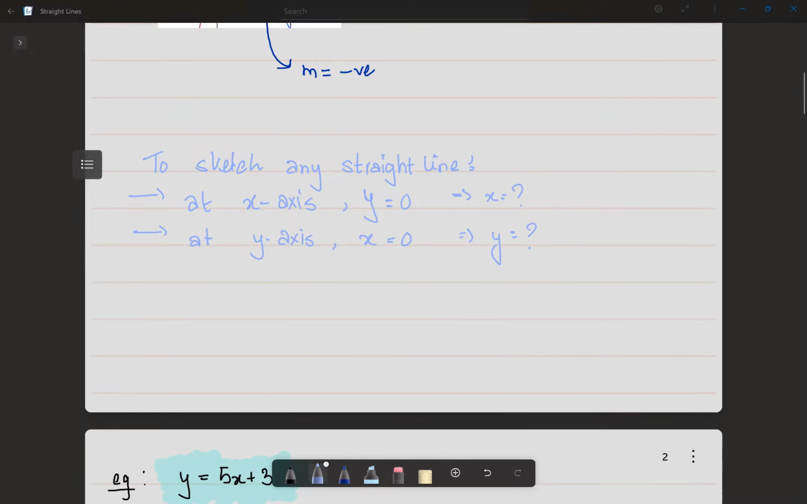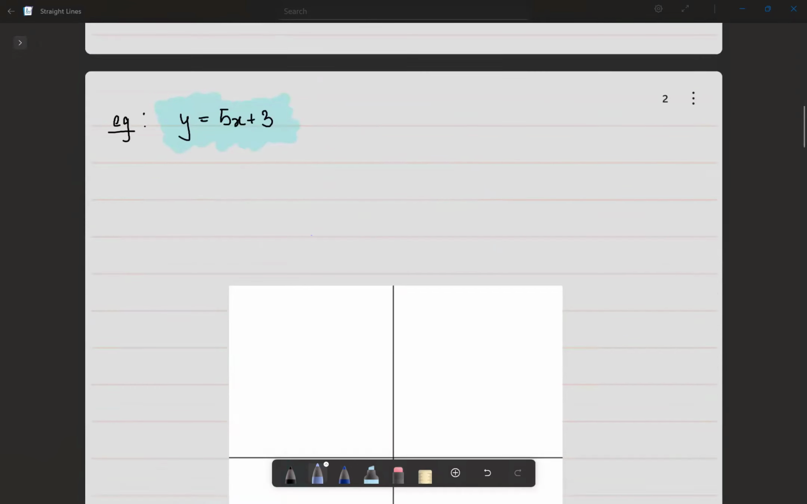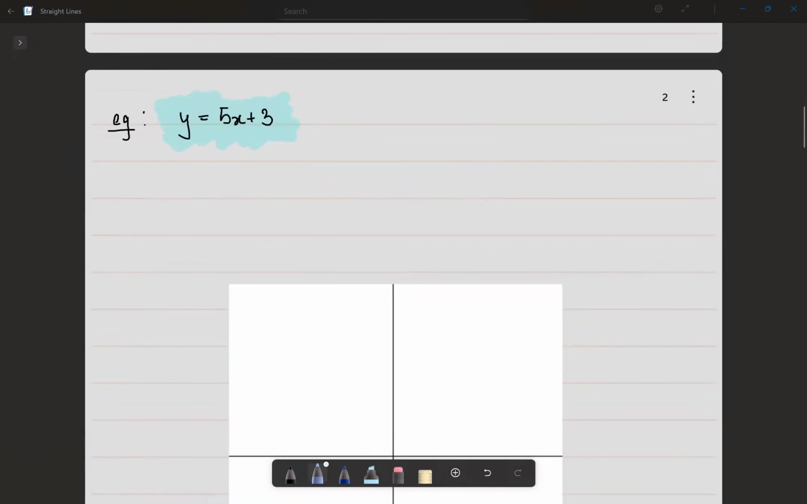When we join these 2 points on the axis, we get the line that is required for us to sketch. So in here, this is an equation where we have y is equals to 5x plus 3 and we are required to sketch this. So how are we going to sketch this? We will first find out the intercepts.